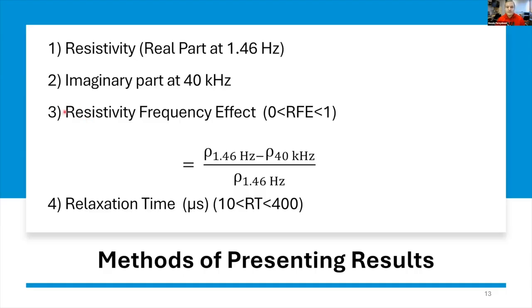And we have an equation called RFE, or resistivity frequency effect. When it gets near to 1, it means there is a stronger signal from ice, and it's defined by this equation. And finally, we have the relaxation time, or apparent relaxation time, result for presenting the results of this field measurement.